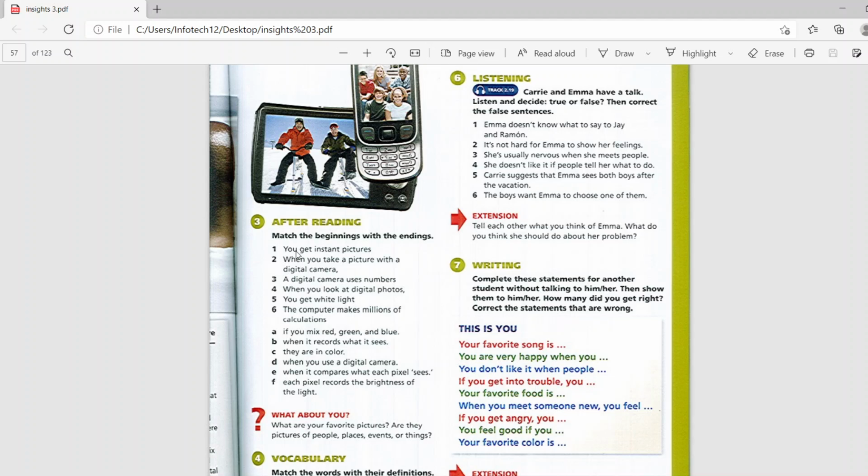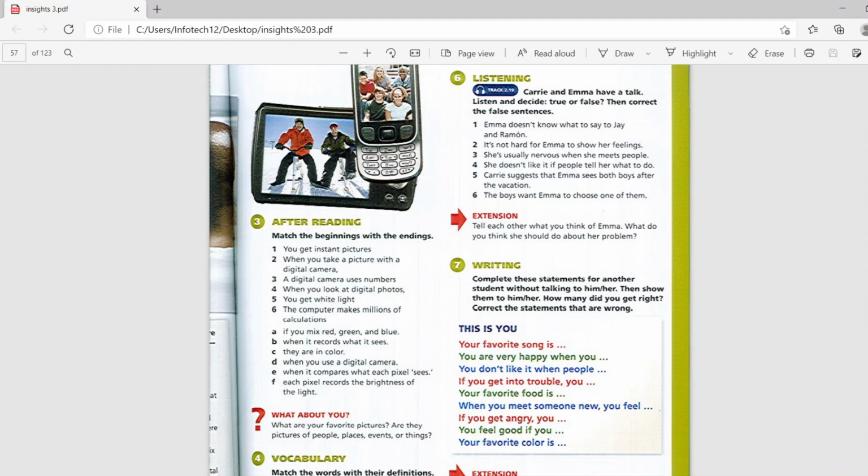Let me give you an example. You get instead pictures. For example, when you use a digital camera, if you consider that this is the option, the ending for that sentence, you are going to match 1 with D and so on, okay?